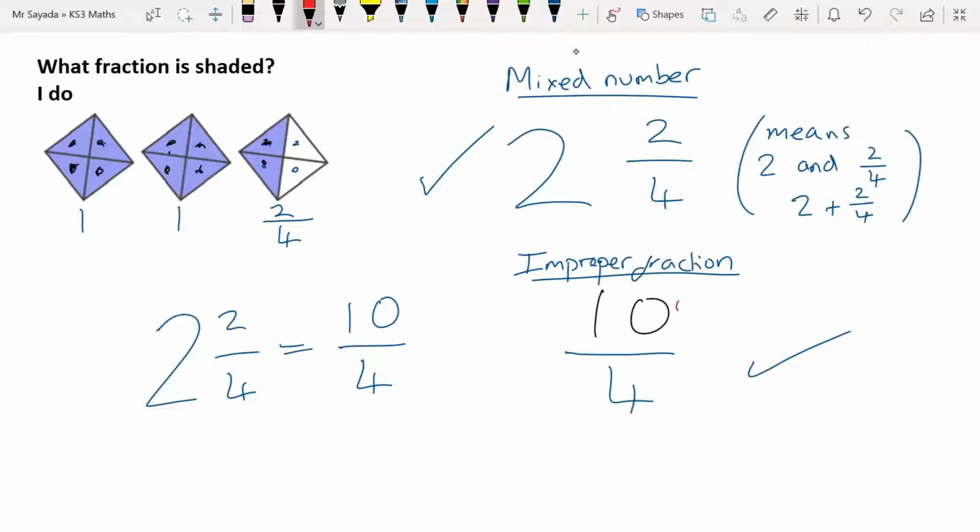What do we call the number on the top? Say your answer to the video. You should have said the numerator. What do we call the number on the bottom? Say your answer to the video. You should have said the denominator.